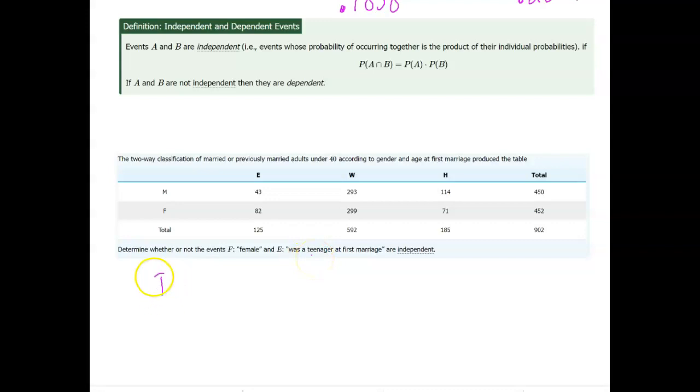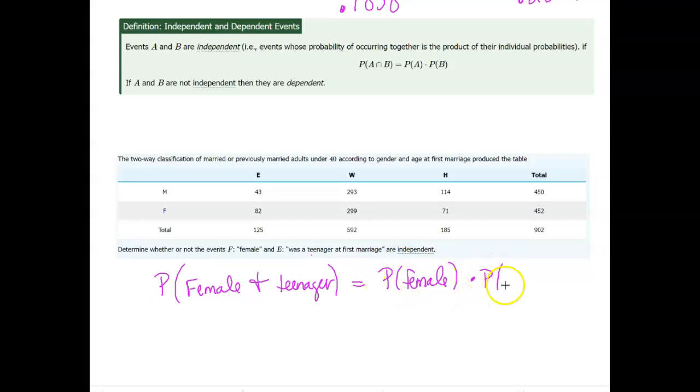So we're going to look at the probability of female and teenager and compare it to probability of female times probability of teenager. Okay? If they're equal, it means it's independent. If they're not equal, then it means they are dependent on each other. One did affect the other. So the probability of female and teenager.